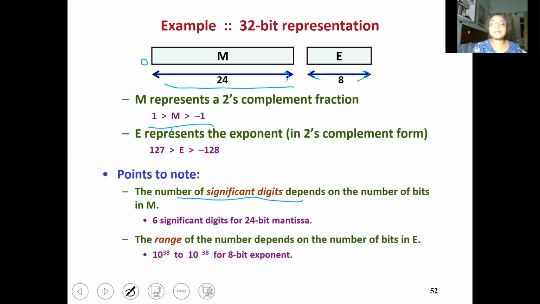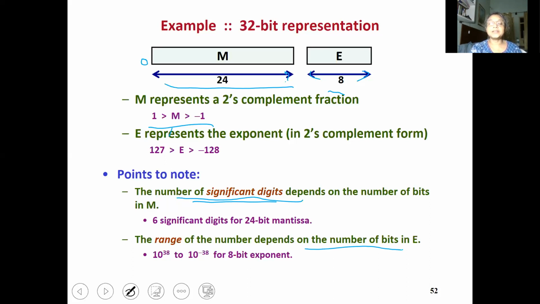So the size of m is the number of significant digits, which tells you to what precision, what resolution, you can represent the value of this floating point number. On the other hand, the exponent, because you are talking about 2 to the power this exponent value or 10 to the power this exponent value, if this exponent is large, you can store larger numbers as well as smaller fractions. Right? So the range of numbers depends on the number of bits in E.